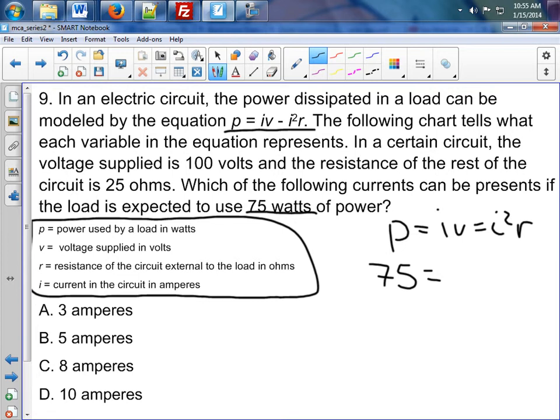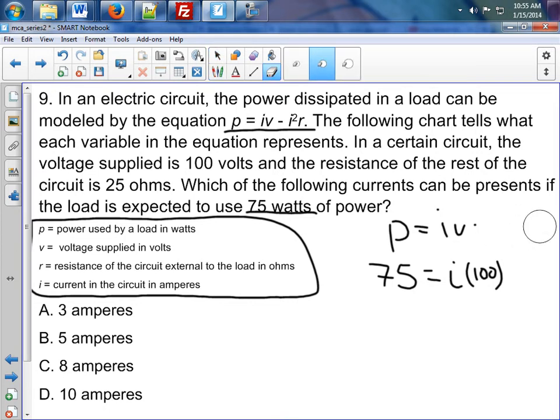V stands for voltage. Am I given the voltage? Yes. What is it? 100 volts. So instead of V, I can put in 100. Why do I have two equal signs there? Oh, sorry about that. That should be minus I squared R.